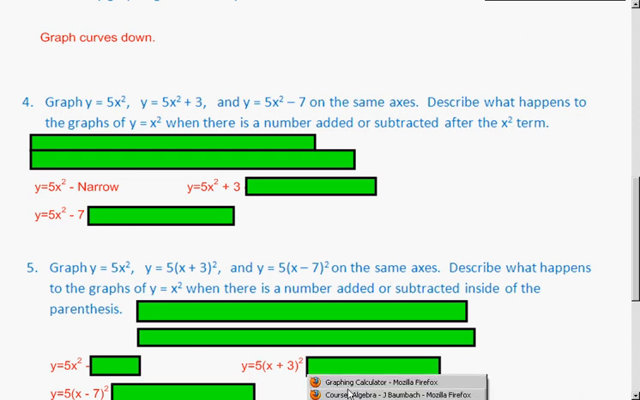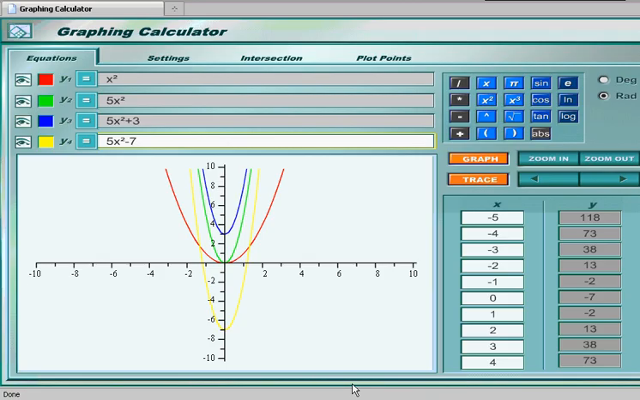So back over to our calculator, and I have already substituted these values in. You can pause the video and substitute in. Now that you're back, you would find out when you hit the graph button, here's what our graphs look like. This red graph is y equals x squared. That's our original function. Okay, when we multiply by 5, the green graph, notice, becomes more narrow.